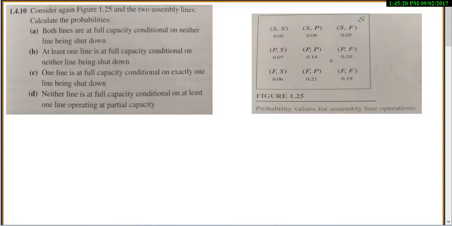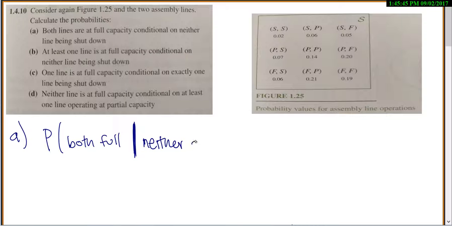Part A says, let's find the probability that both lines are at full capacity, conditional on neither line being shut down. So we're looking for the probability that both are full, and it says conditional upon, that means given, or a conditional probability, neither shut down. And it's conditioned on the fact that neither are shut down.